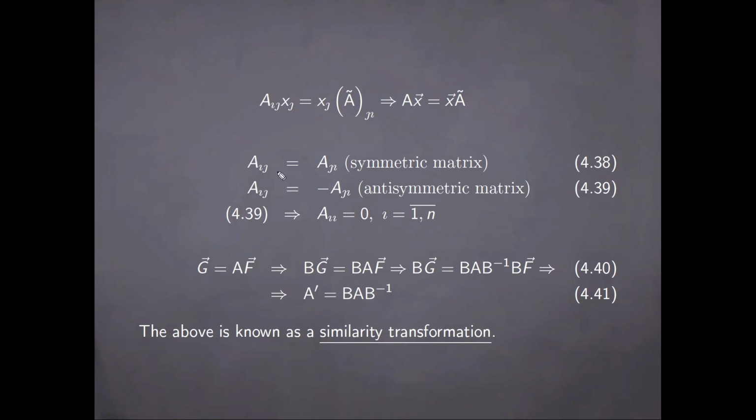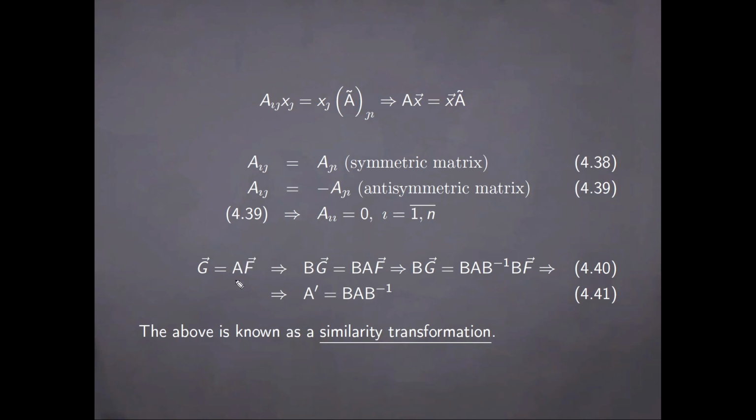Now, if a given matrix A has its elements identical with the transposed ones, we say that this matrix is symmetric. Whereas if the elements are equal only up to the sign, we say that the matrix is antisymmetric. And you see immediately that in order for anti-symmetry to hold, the necessary conclusion is that each diagonal element of the matrix has to be equal to 0.